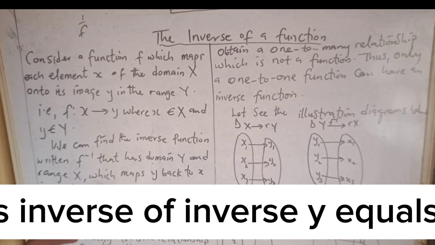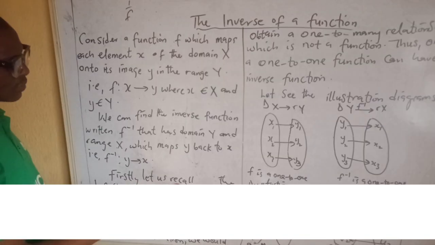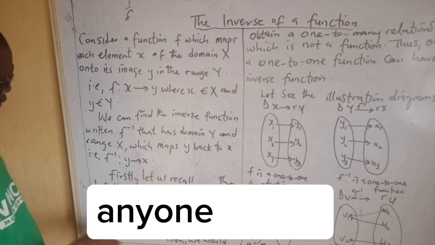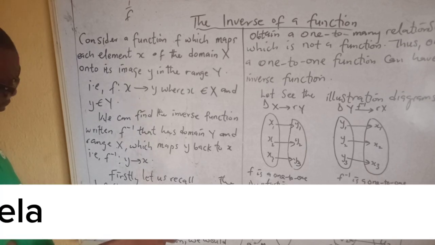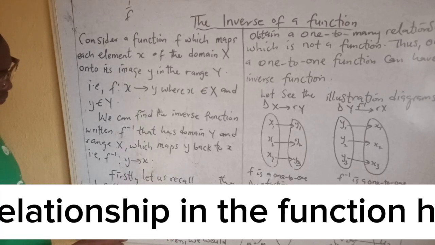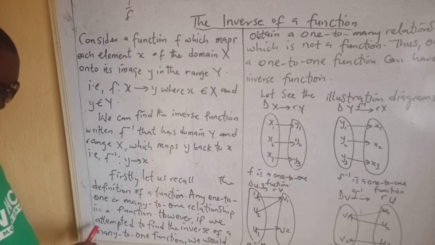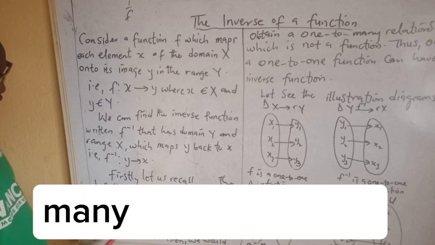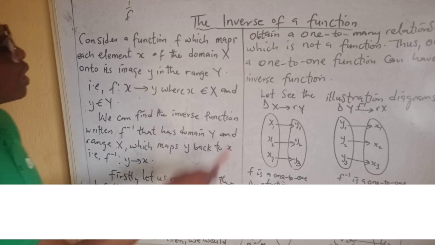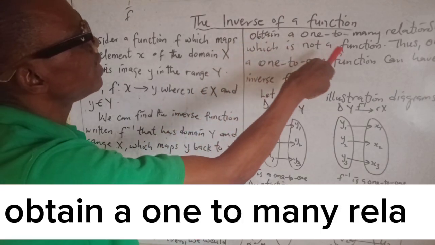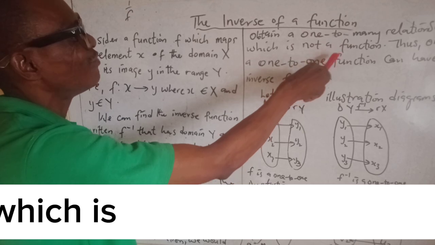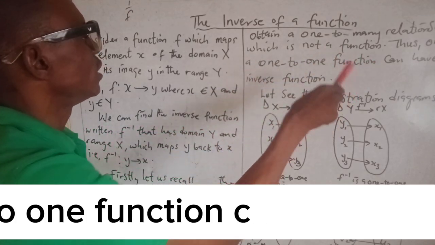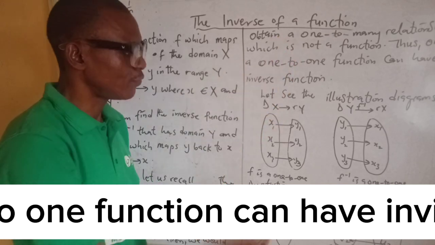Firstly, let us record the definition of a function: any one-to-one or many-to-one relationship is a function. However, if we attempted to find the inverse of a many-to-one function, we will obtain a one-to-many relationship, which is not a function. Thus, only a one-to-one function can have an inverse function.